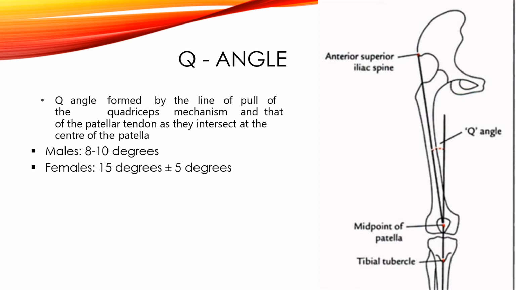Now we will talk about the Q angle. The Q angle is the angle formed by a line drawn from the anterior superior iliac spine towards the center of the patella, and a second line drawn from the center of the patella towards the tibial tuberosity. The angle which is formed is called the Q angle.